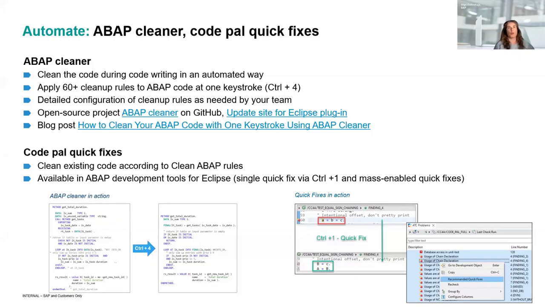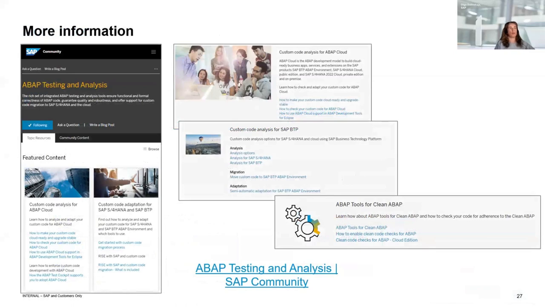I'm very sorry that I was not able to demonstrate the demo about the Code Pal checks and Code Pal quick fixes, but actually this is straightforward. You execute ATC code checks with the Code Pal check variant, and then you apply the quick fixes which are there, for example, for usage of chain declarations or unused variables and so on. Okay, having said that, more information is provided in the ABAP testing and analysis community on all the topics, custom code adaptation to ABAP Cloud, and with regard to ABAP tools for clean ABAP and so on, and I highly recommend to visit it.